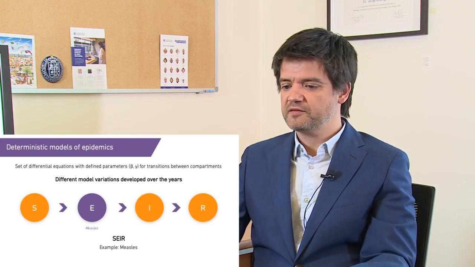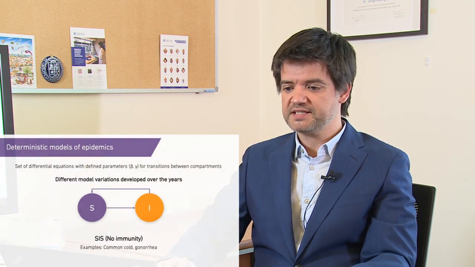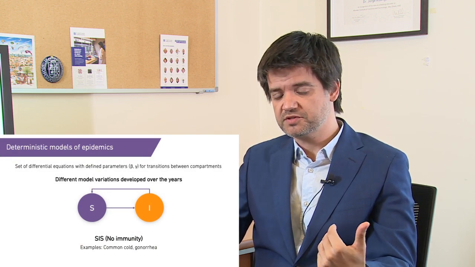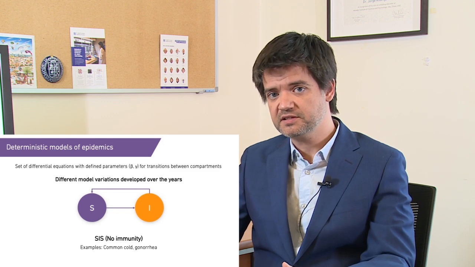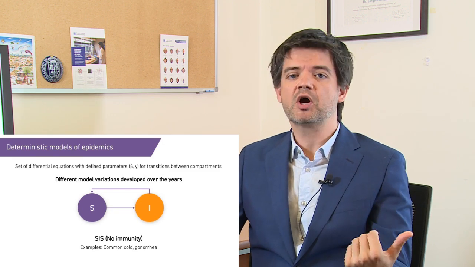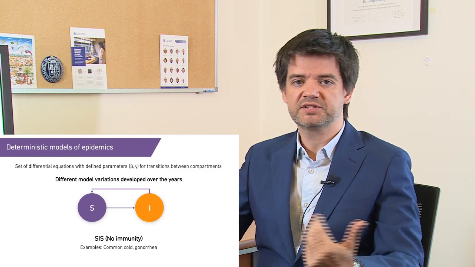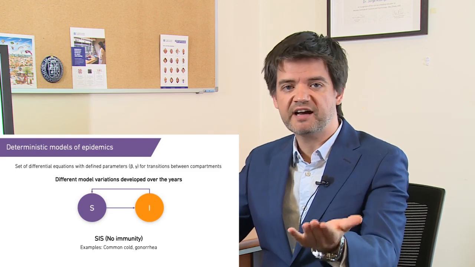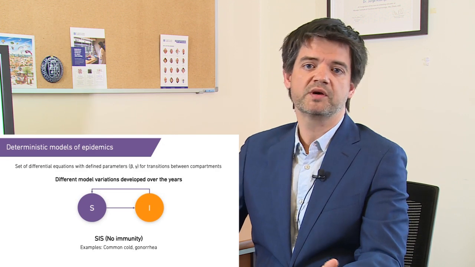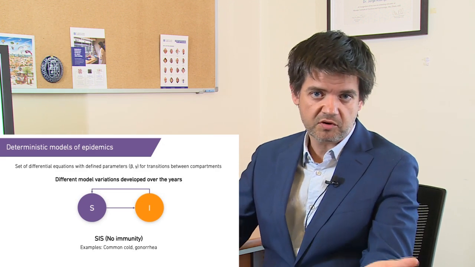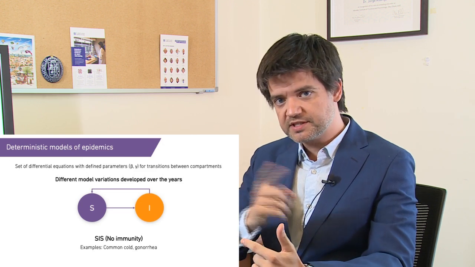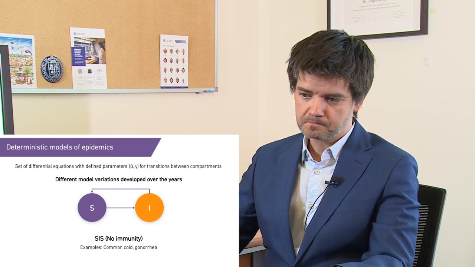Other models that have been around for some time are, for example, the SIS model. This is a situation in which you can get infected, and then you recover, but you don't become immune. You're susceptible again. This is the classic case of maybe the common cold. We get a cold, we survive it, and next year, or in a few months, we're going to get it again. So we're moving between susceptible and infected, forwards and backwards.